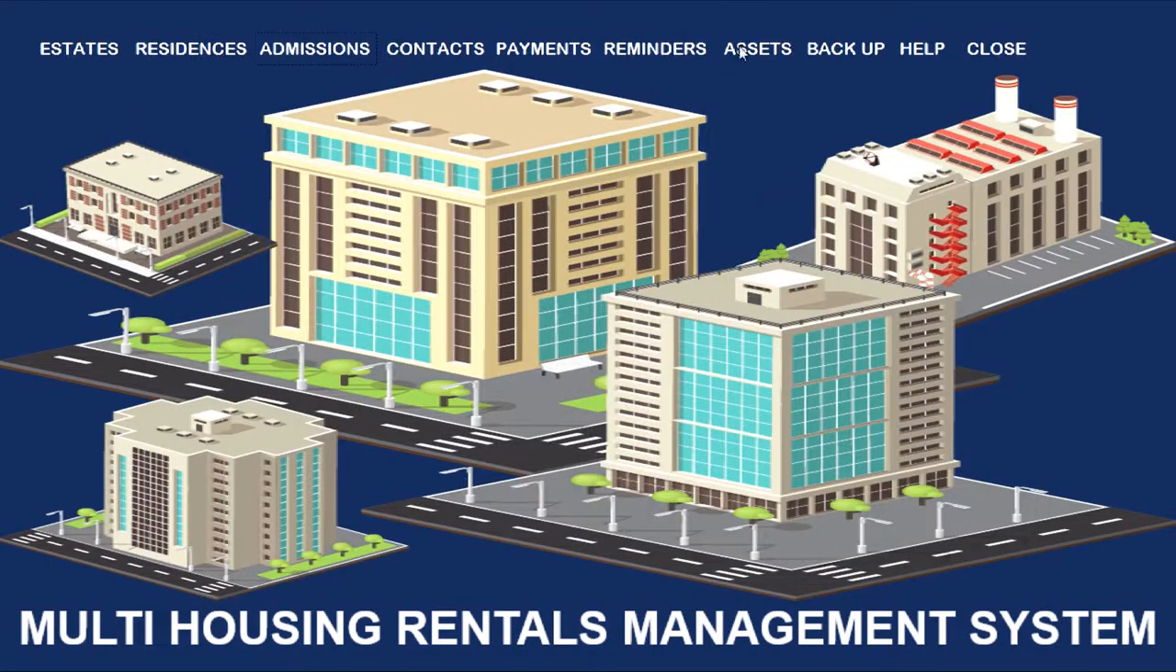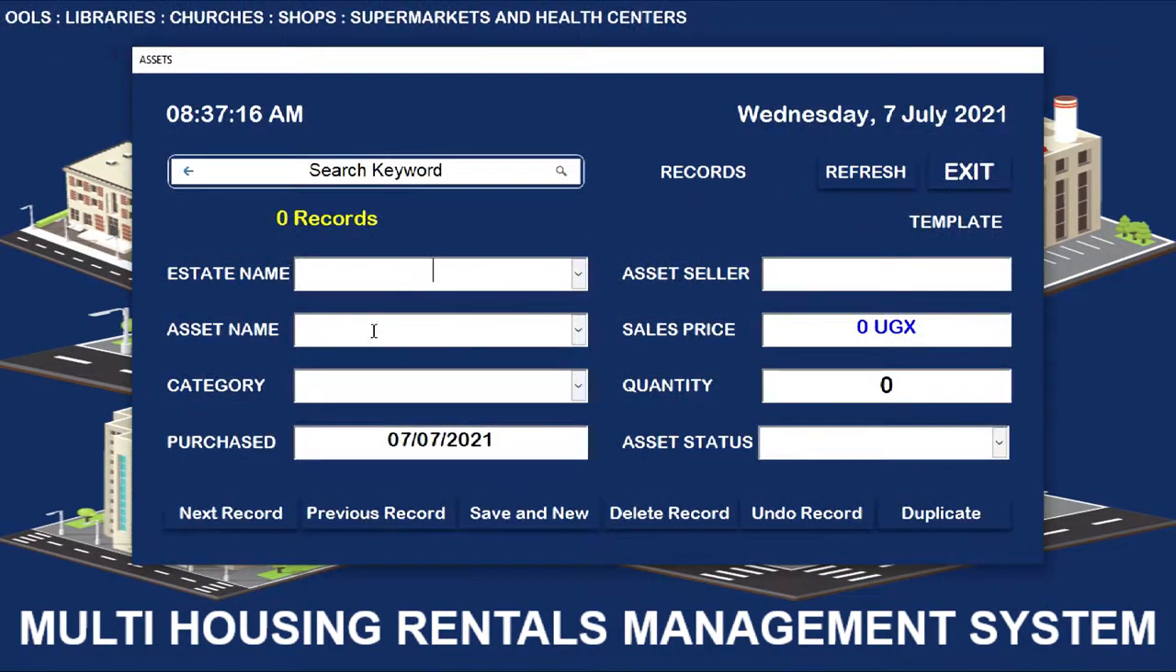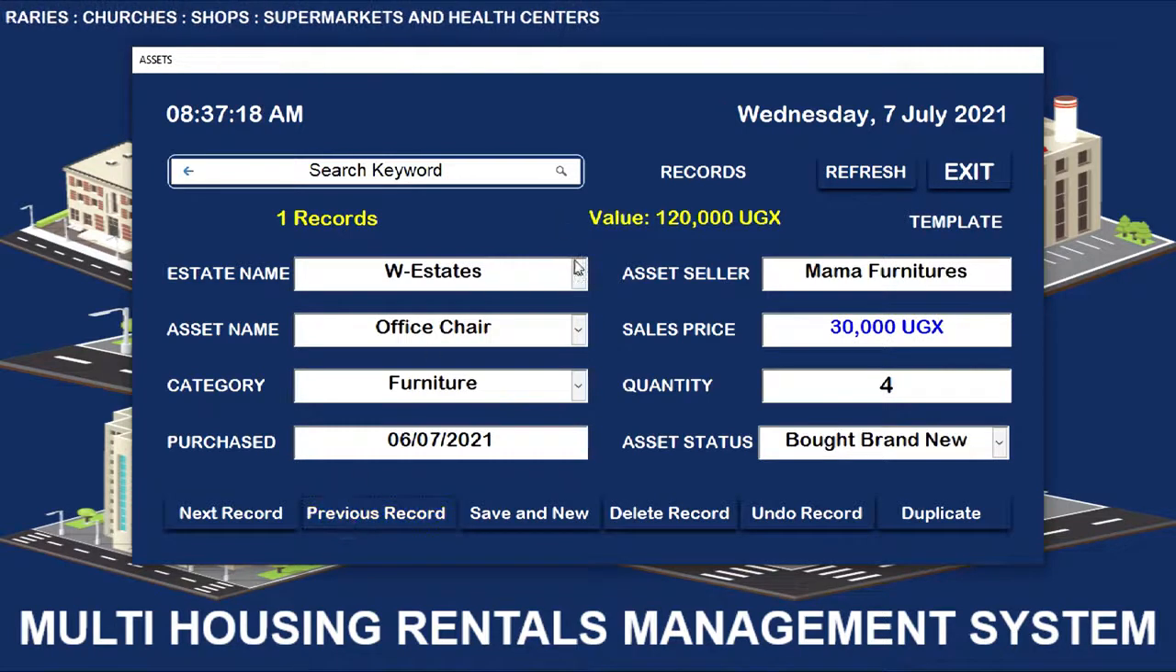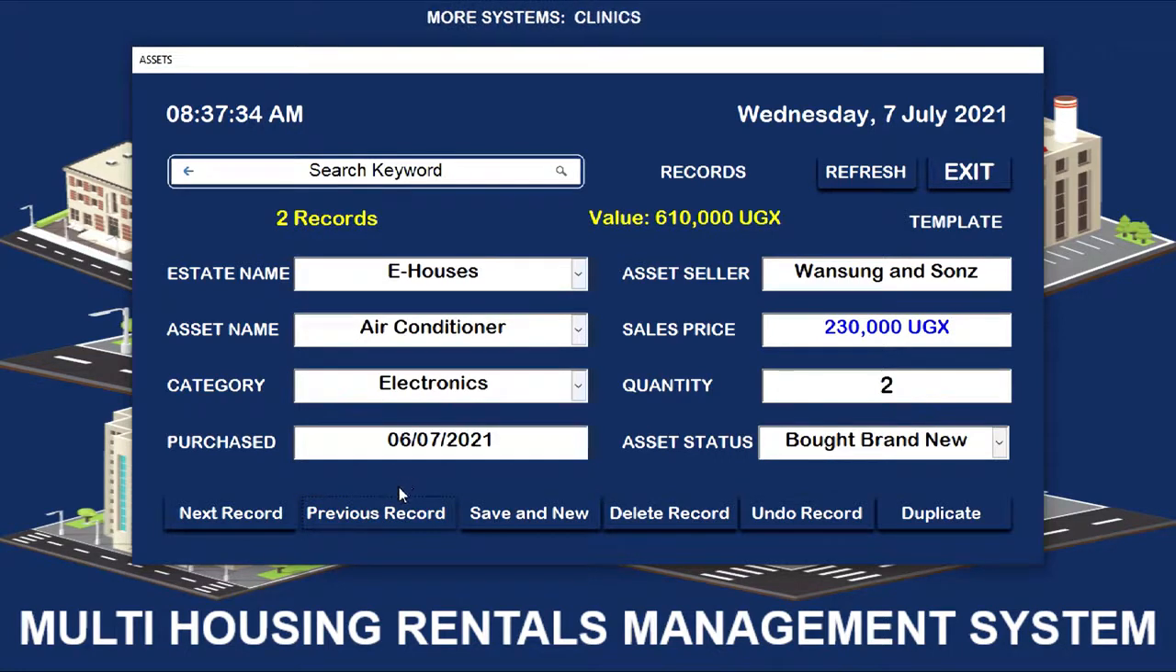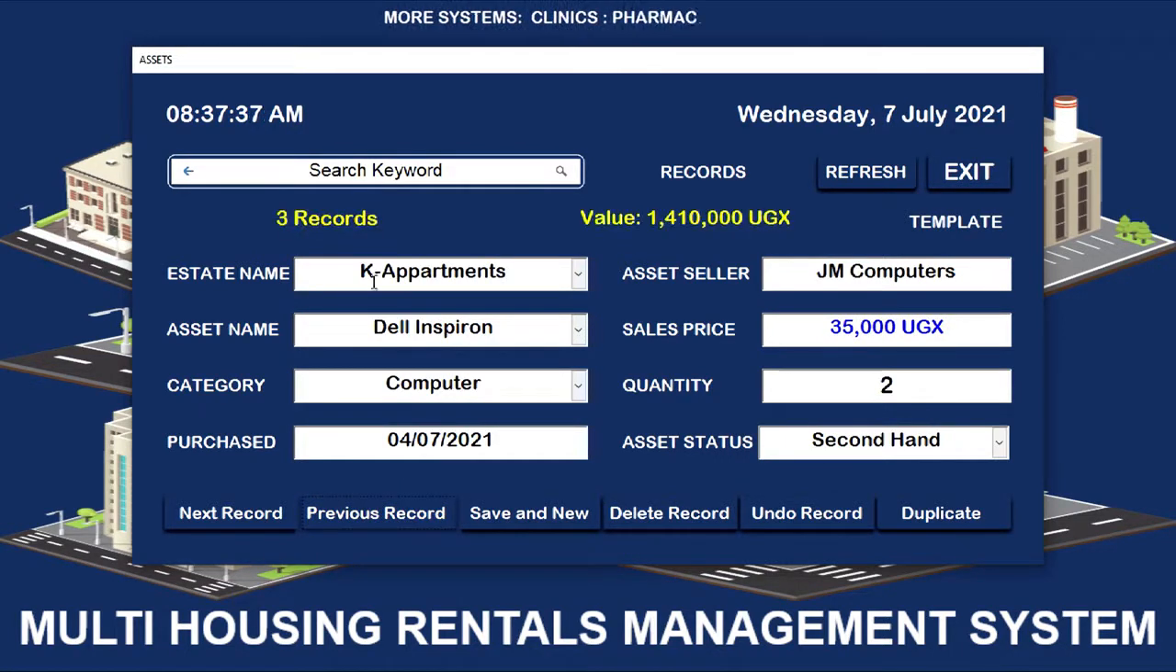Then in each and every estate that you will have registered, we are capable of registering and making a count of the assets in that very estate. That's why you have the asset section. This is meant to calculate the asset value of every estate, like you can see.